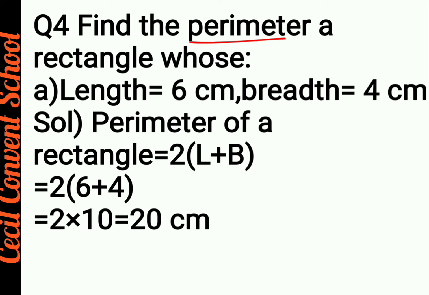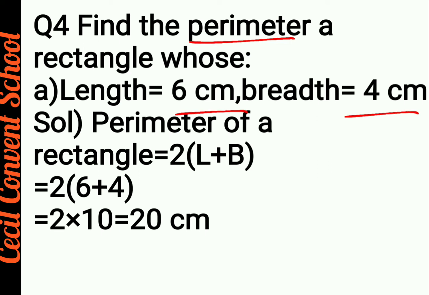Here you have to use the perimeter of rectangle formula. Why? Because we are finding perimeter of rectangle. Here length and breadth will be given, not side. Side is given only in the case of square only. Clear? So length and breadth is given, that is length is 6, breadth is 4.